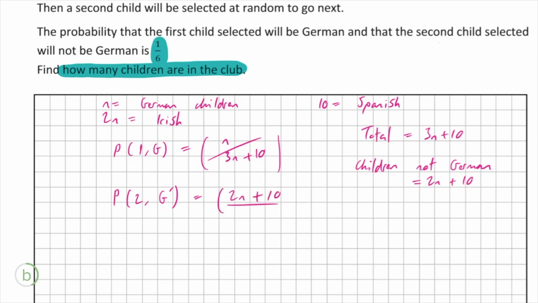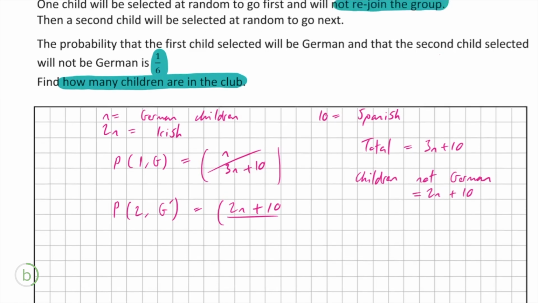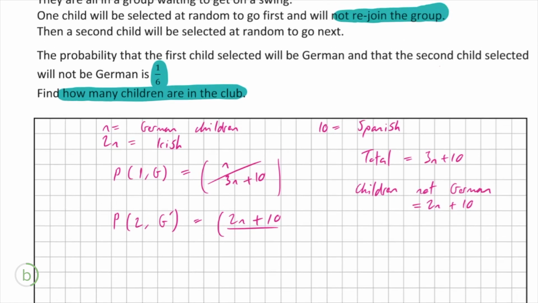And we're putting that over the total number of children left. And it's also very important to remember what we highlighted up here, which is that they don't rejoin the group. So once one person goes, that's it. And of course, because we've already selected someone in the probability of the first selection being German, we have to reduce the total number by 1, which leaves us with a new total of 3n plus 9. So again, we've got the children that aren't German over the new total after the first selection.